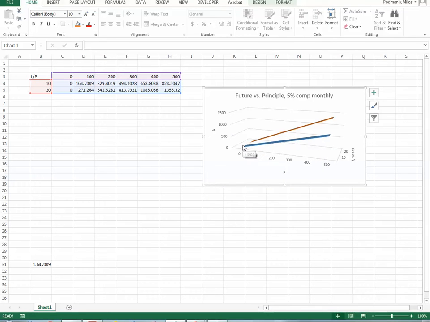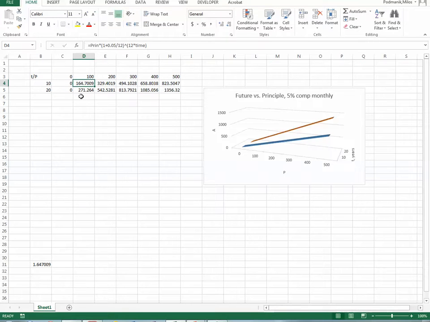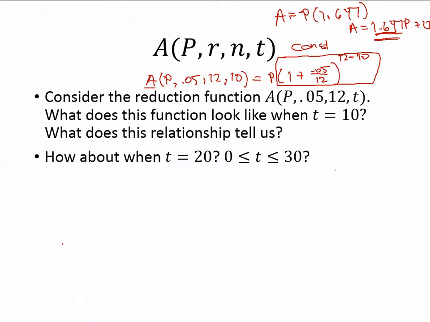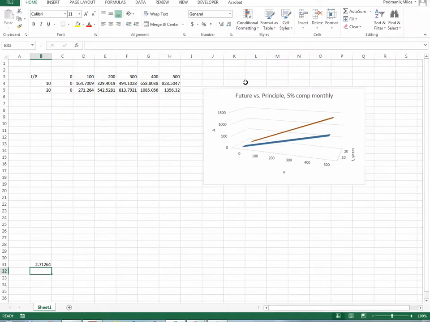And you can see that now these lines have different slopes. In fact, if we had done the reduction, you notice that we got 1.647 for 10 years. If I make the time period 20 years, the coefficient, if t is set to 20, will be 2.71, which is very similar to that number right there. So for every $100 I invest, I get $271 of total return, which means that's $2.71 per dollar of amount invested.